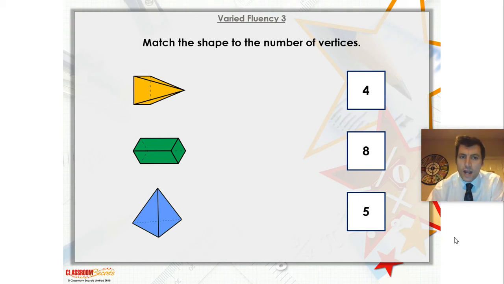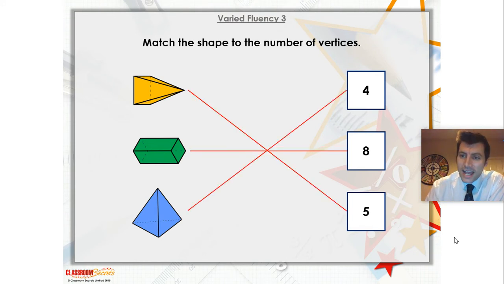Lots of you spotting correctly that the square-based pyramid has 5 vertices. Lots of you spotting that the triangular-based pyramid has 3 at the bottom, 1 at the top, so 4. And therefore, we spot that the cuboid with the rectangle at the bottom, so 4 points there, and 4 points at the top of the other rectangle. Therefore, it has 8. Okay, so lots of you spotting correctly the number of vertices this has.